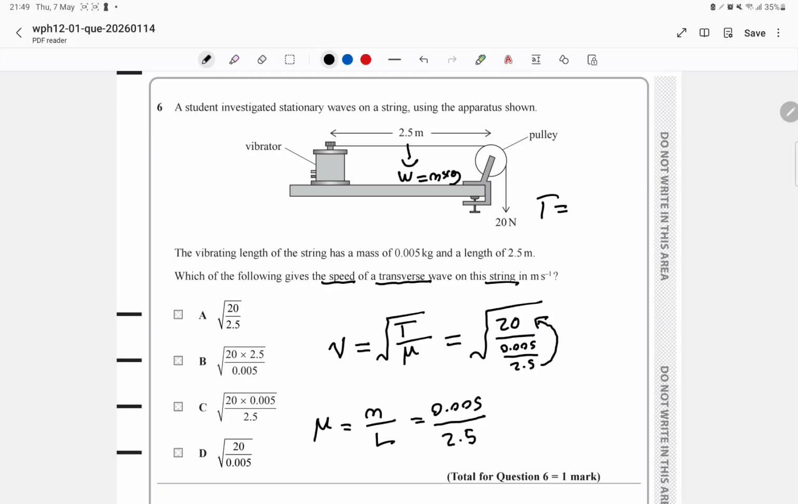Simple maths rule. If you ever have A over B over C like this, where B over C is in brackets, which was the case here, then you just take the C on top. And then the correct answer would be 20 times 2.5 over 0.005, which is B.